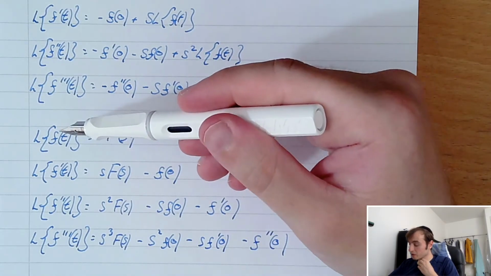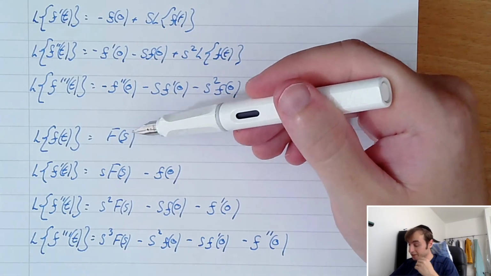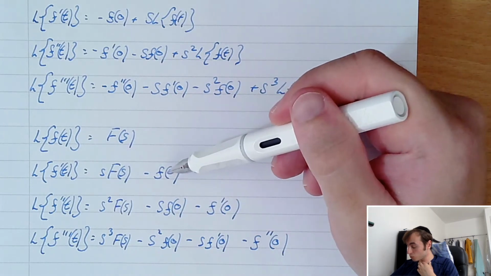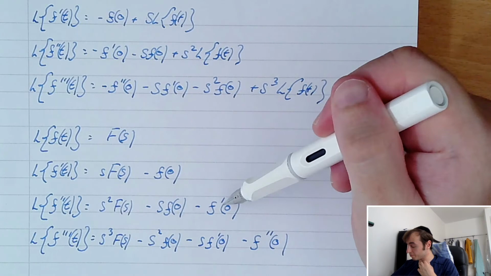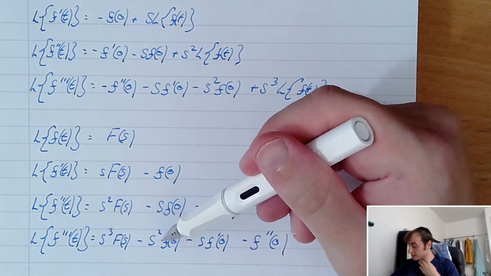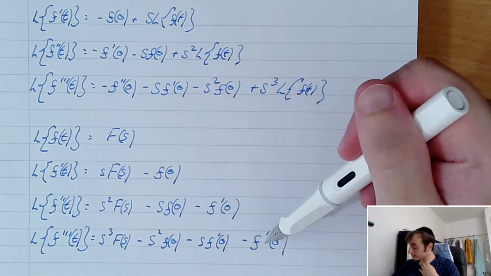Let's have a look at this. So we've got the Laplace transform of f of t is just F of s by notation or definition. Laplace transform of f prime t, s F of s minus f naught; f double prime t, s squared F of s minus s f naught minus f prime naught; and f triple prime t, we've got s cubed F of s minus s squared f naught minus s f prime naught minus f double prime naught.